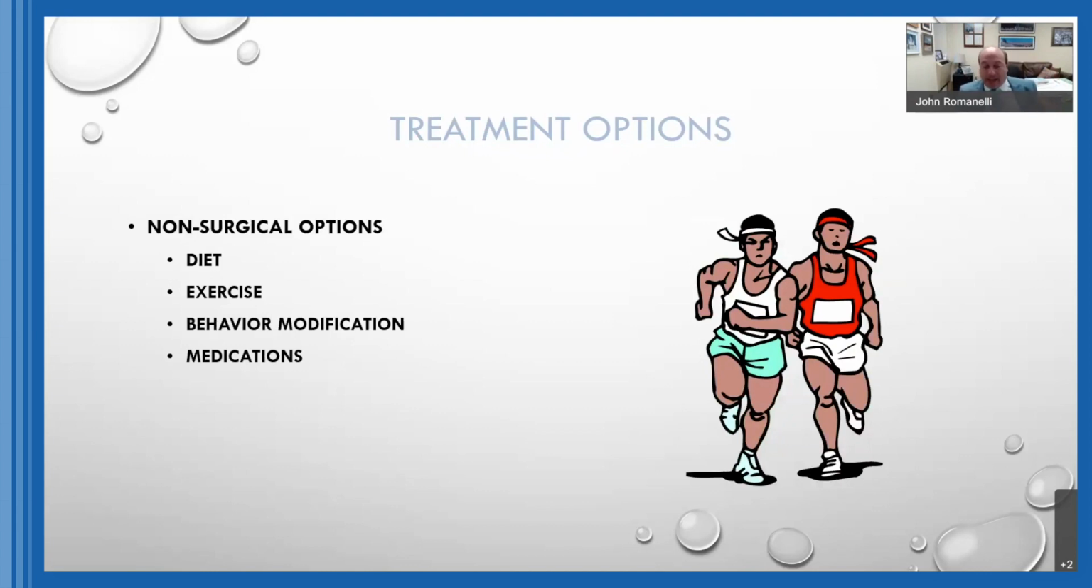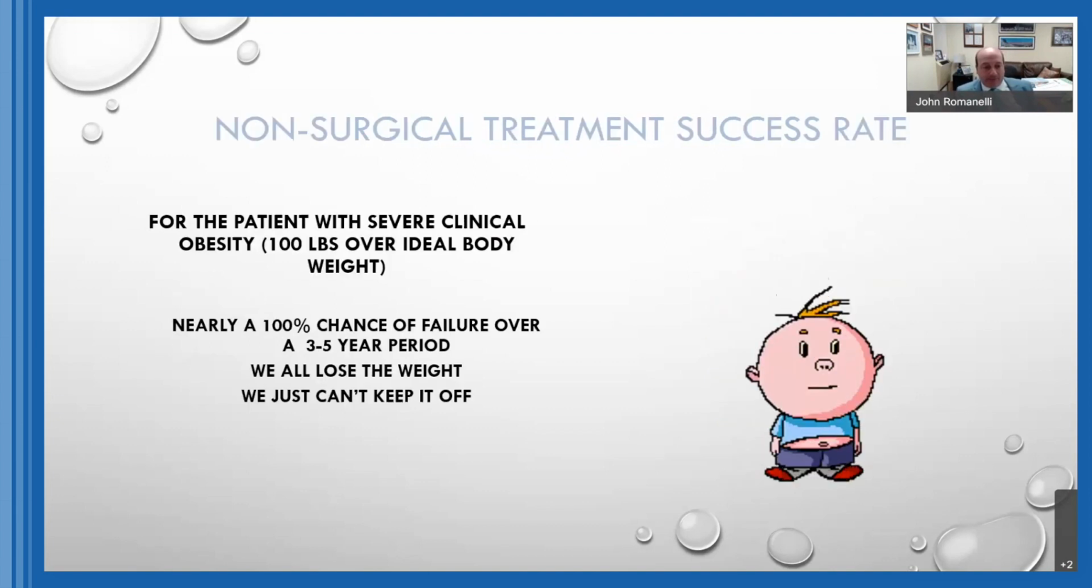And there are a bunch of medications, especially a few newer ones that are very promising, that may play an important role in the treatment of obesity going forward, but they alone are not going to cause significant enough weight loss. So here's the reality. For the patient with severe clinical obesity, 100 pounds over ideal body weight, there's nearly a 100% chance of failure over a 3 to 5 year period.